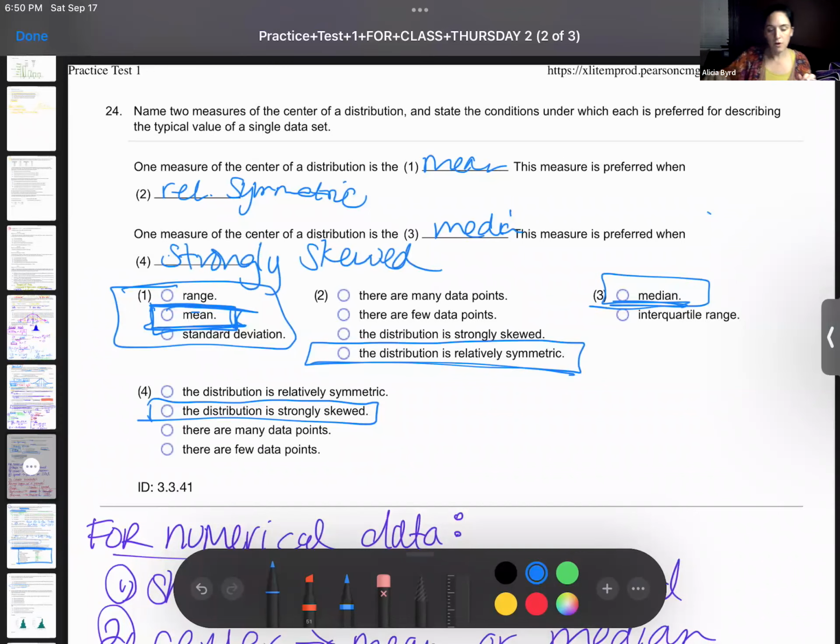If y'all are just in the intro class, but if you are going to be somebody who's going into a field that uses statistics a lot, you will see these things and you'll get a good sense for how it works in your particular field. Again, number 24, we're looking at practice test 1. This is a question from section 3.3, and it's 41.